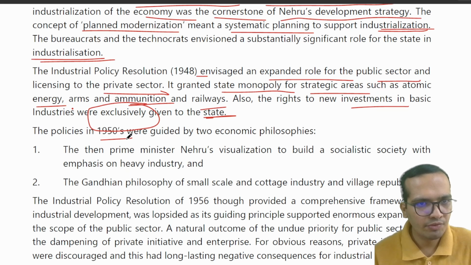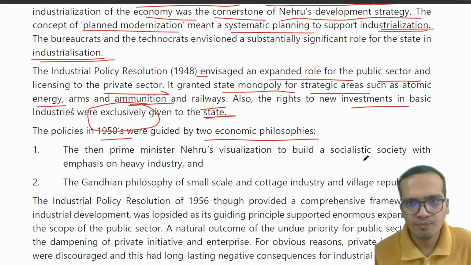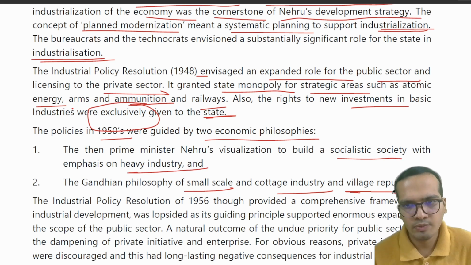The policy in the 1950s was guided by two economic philosophies. First, then Prime Minister Nehru's visualization to build a socialist society with emphasis on heavy industry, and the Gandhian philosophy of small scale and cottage industry and village republics.